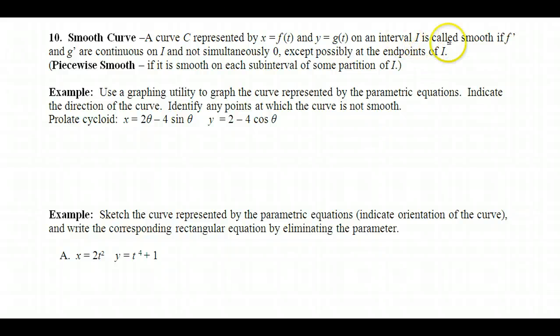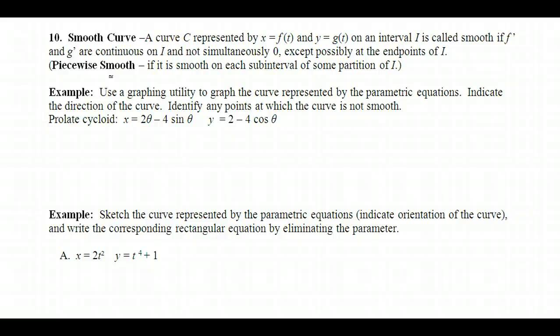So basically we want to figure out that our derivatives are continuous, and our derivatives can equal 0, they just cannot simultaneously be 0. If they're not ever simultaneously 0, then we have a smooth curve. If it's piecewise smooth, your curve is smooth on subintervals. And oftentimes we have piecewise smooth.